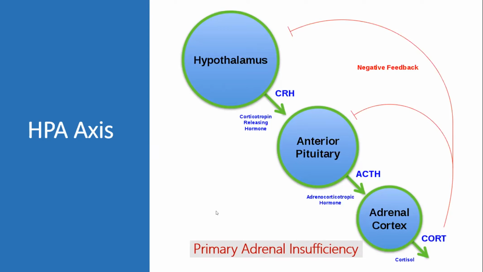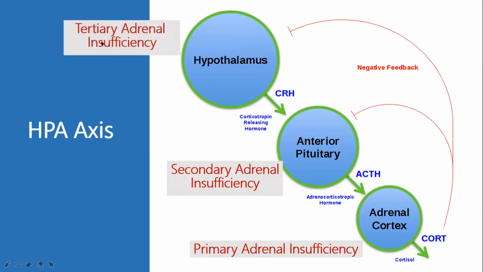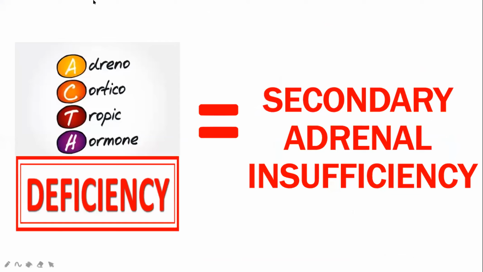If there is a decrease in cortisol levels as a result of decreased stimulation due to decreased levels of ACTH, then that's what we call secondary adrenal insufficiency, wherein the defect is already in the anterior pituitary. If there is a decrease in cortisol due to a decrease in ACTH, which is ultimately due to a decrease in CRH, that's what we call tertiary adrenal insufficiency, wherein the defect is as high as the hypothalamic level. So by saying ACTH deficiency, we're talking about secondary adrenal insufficiency, which is the focus of our discussion for today.